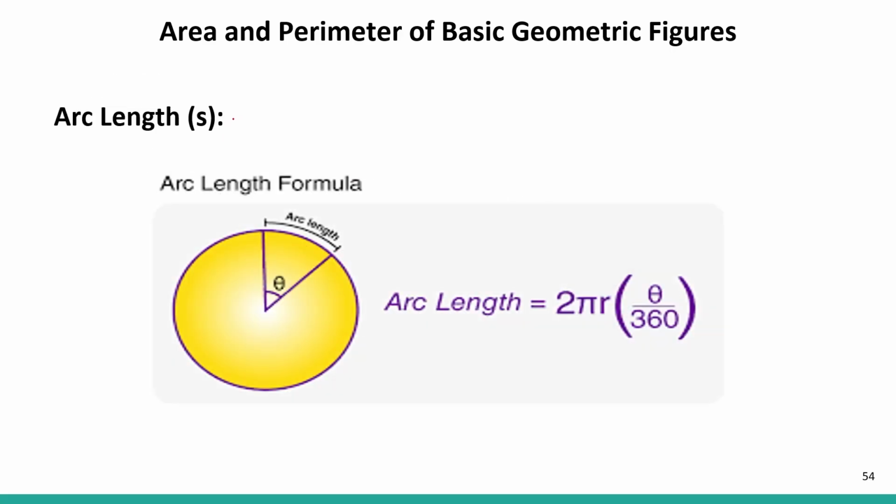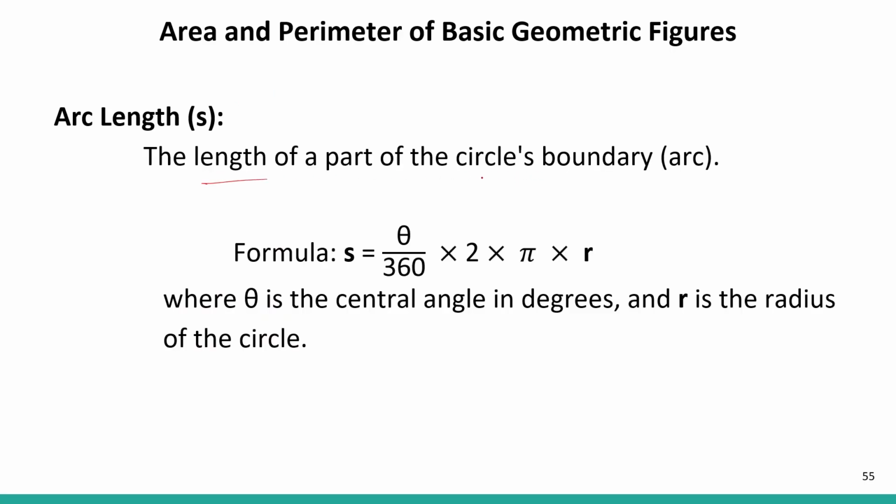Okay, so let's try to see what arc length is. Arc length is this part of the circle. Arc length is equal to 2 pi R into theta by 360, where theta is the angle that it makes with the base radius. The length of the part of the circle boundary is called the arc length. So S is equal to theta by 360 into 2 pi R, where theta is the central angle in degrees.